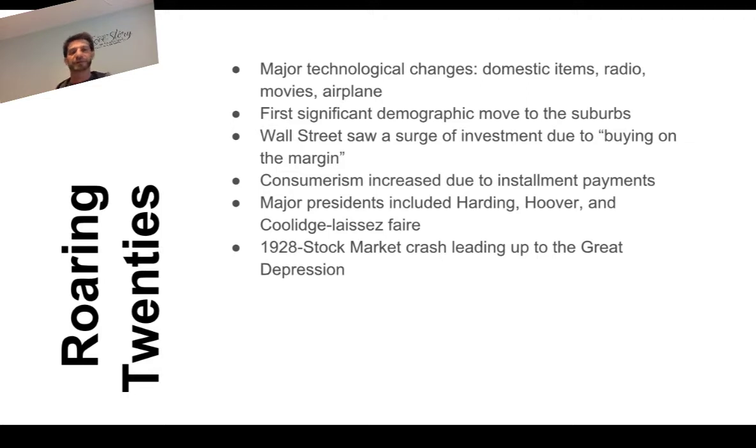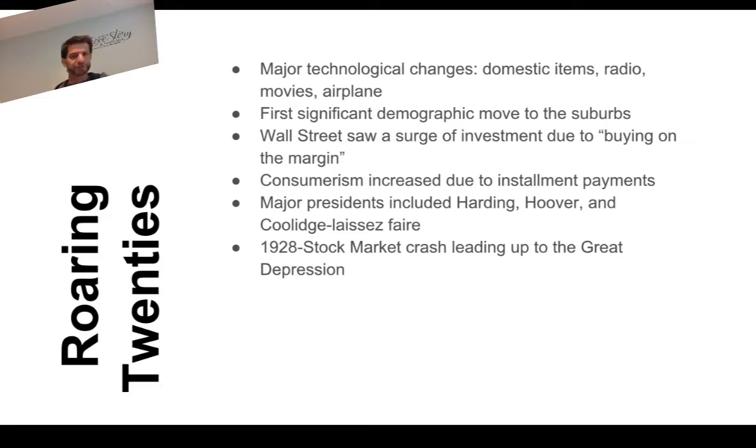So why did this take place? Well, Wall Street at the time saw a surge of investment due to buying on the margin, and consumerism increased due to installment payments. In both of those cases, notice what's happening here. People are buying based upon credit. The problem is in the economy after about 1926, we don't really see an increase in real wages. The reason why it's going to be so important is when the stock market crashes, people really have a hard time having enough savings in order to bolster that crash.